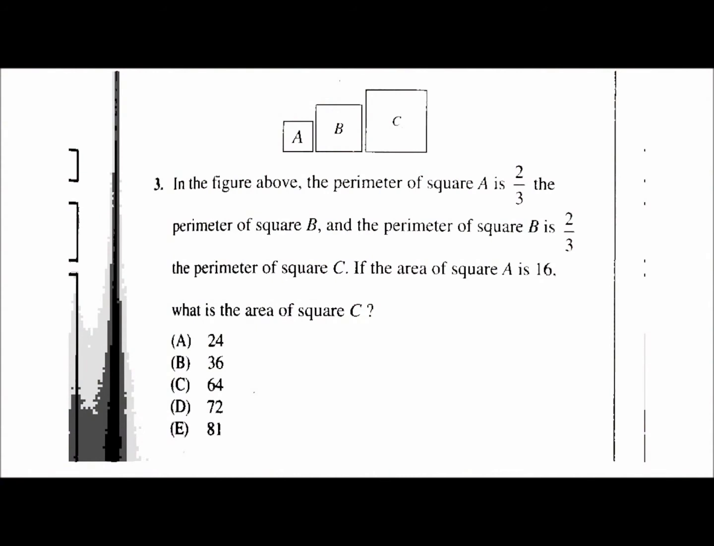Okay, here we have a problem, and you're probably going to see quite a few of these, or at least one of these on an SAT. And it's where they've got several of the shapes and they're in proportion to each other in some manner. In this case, it says in the figure above, the perimeter of the square A is 2/3 the perimeter of square B, and the perimeter of square B is 2/3 the perimeter of square C. Now, if the area of square A is 16, right here, what's the area of this bigger one way down here on the end?